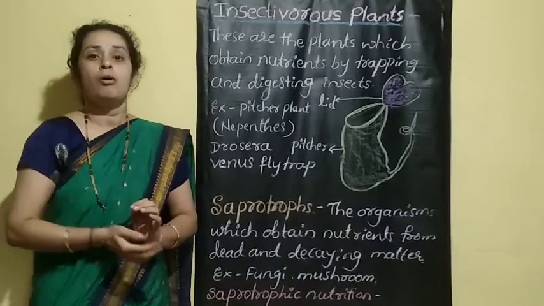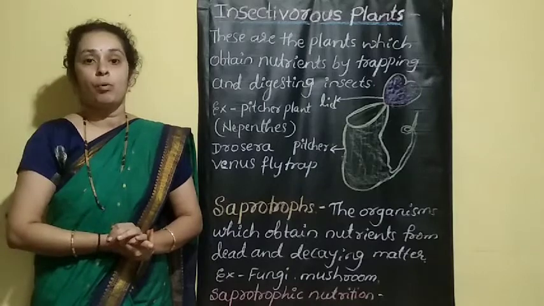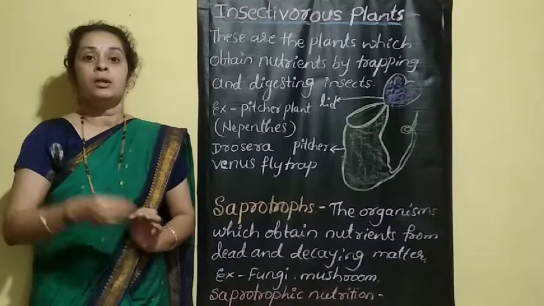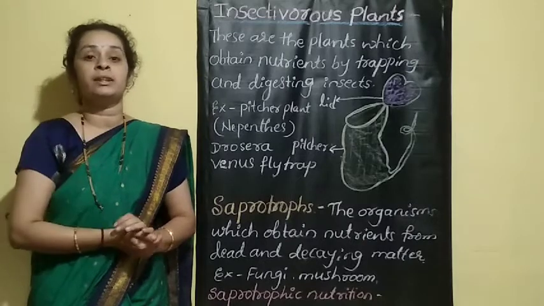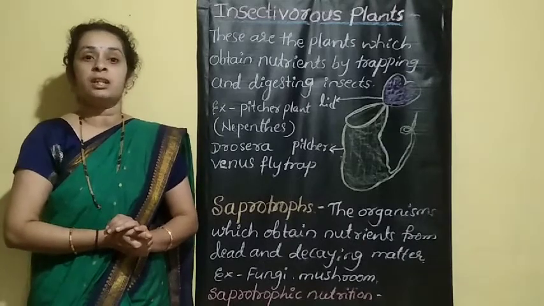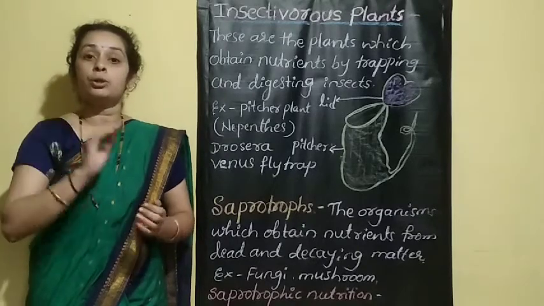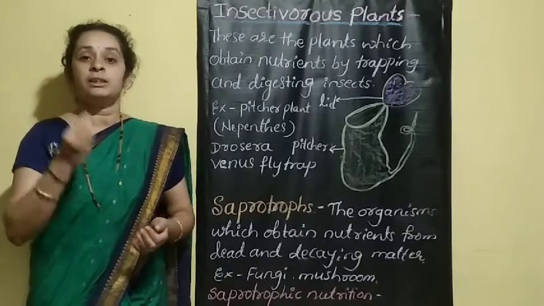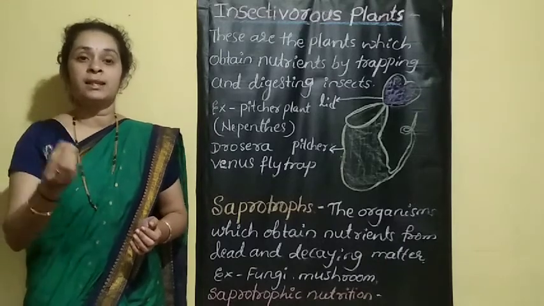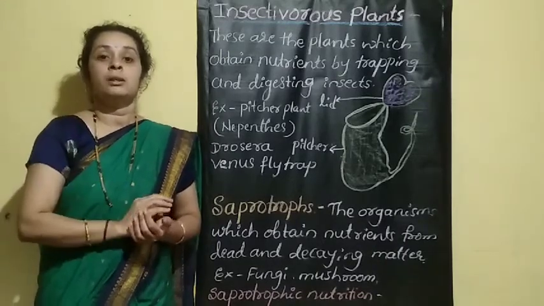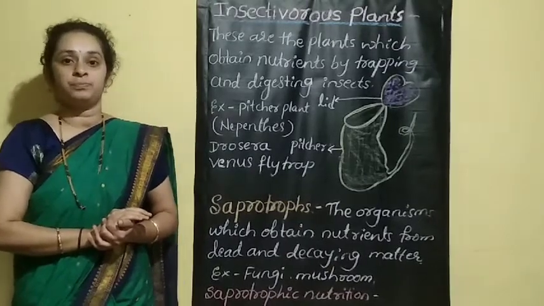These are also photosynthetic plants. They can prepare their own food with the help of photosynthesis. But they grow in nitrogen deficient soil or in marshy places. That's why, in order to get nitrogen, they will eat insects. They will digest the insect and obtain the nutrient in the form of nitrogen.